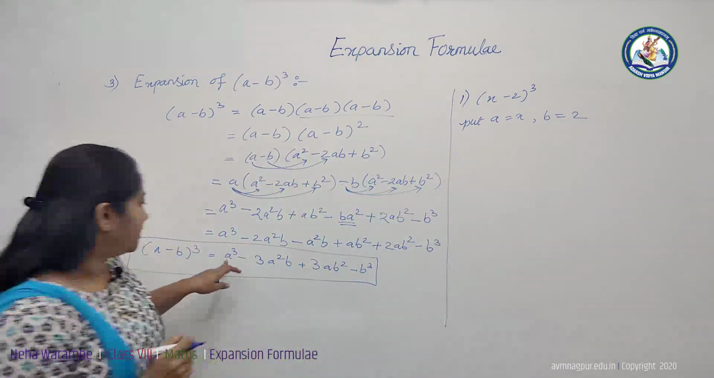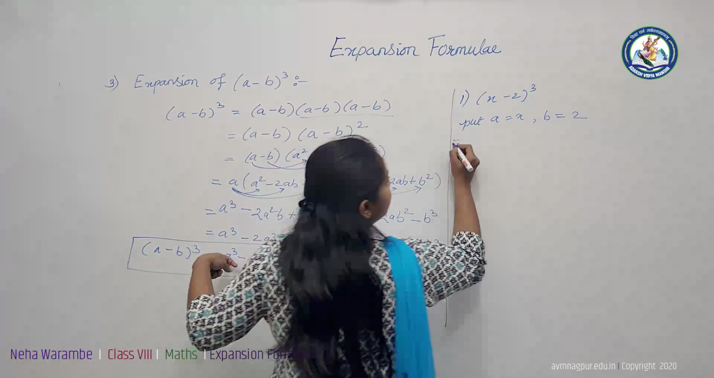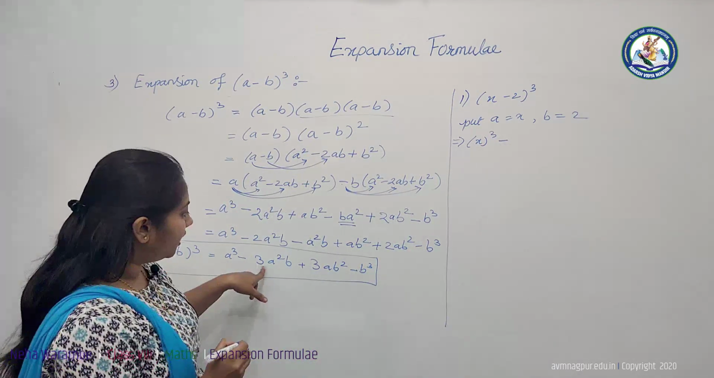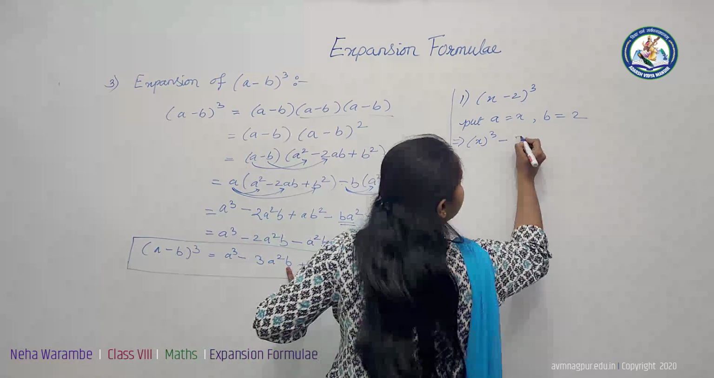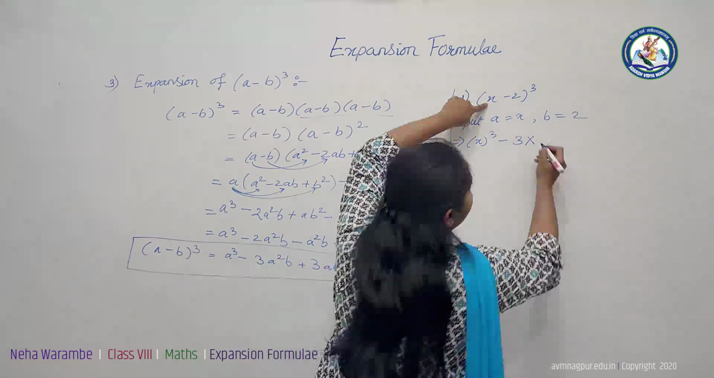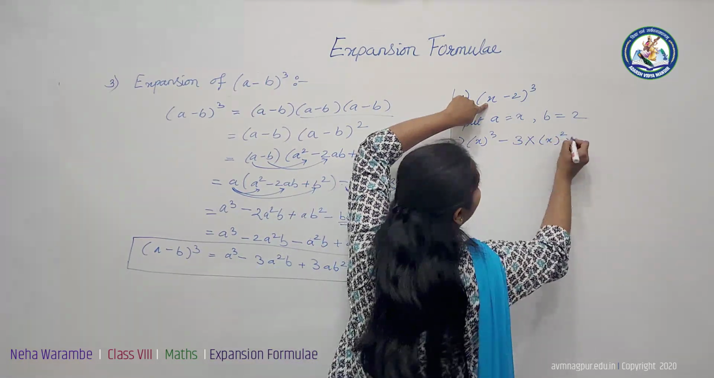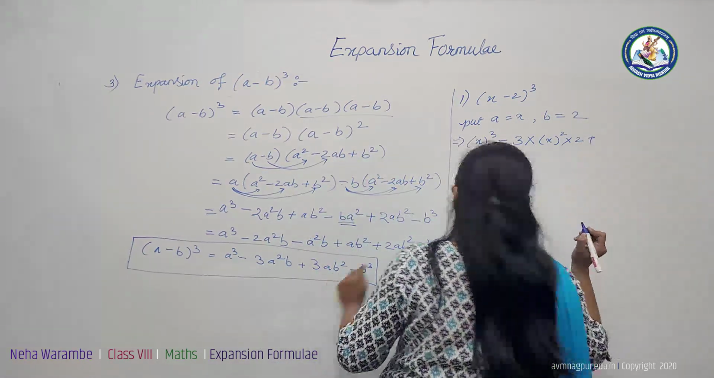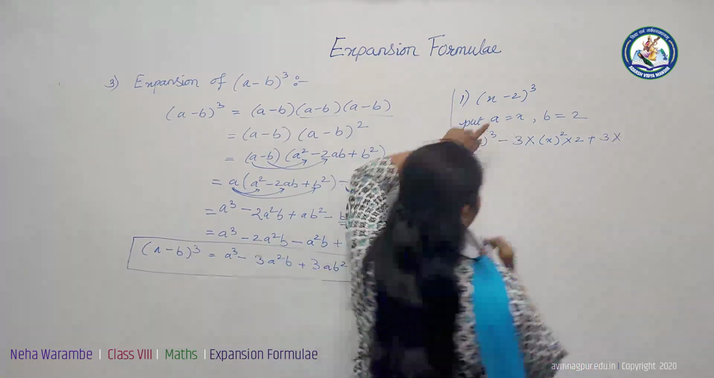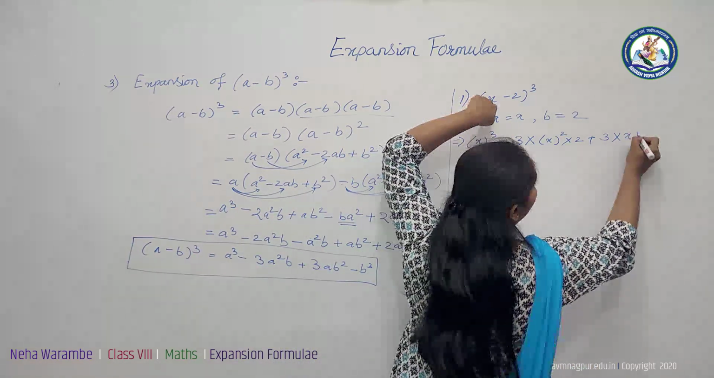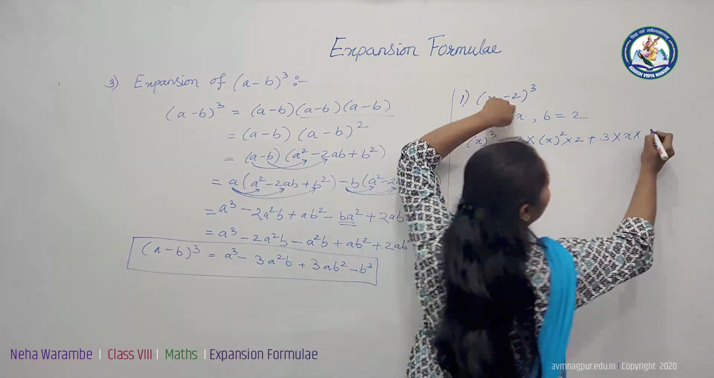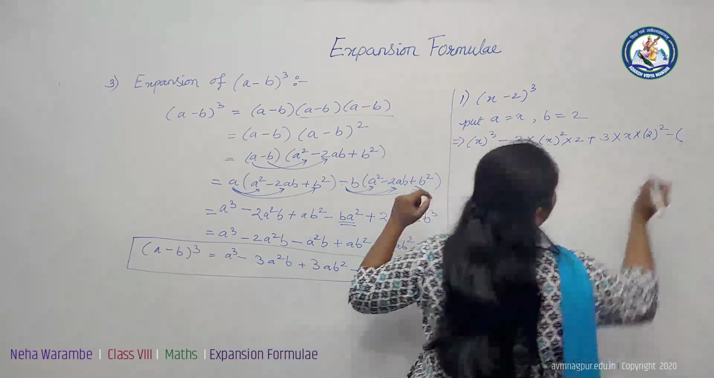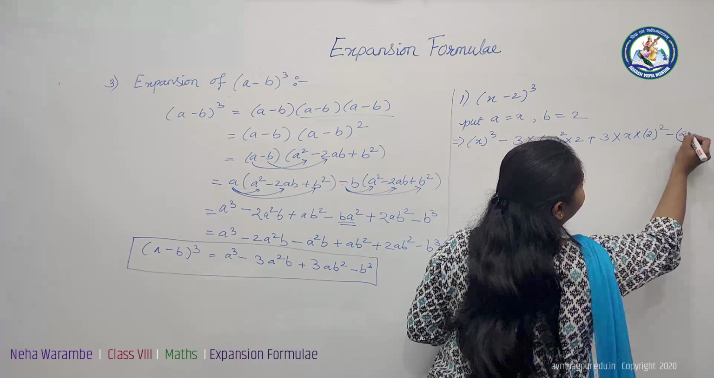That is first term cube, that means x cube, minus 3 into a square b, a square means x square into b is 2, plus 3ab square, 3 into a means x into b square means 2 square, minus b cube means 2 cube.